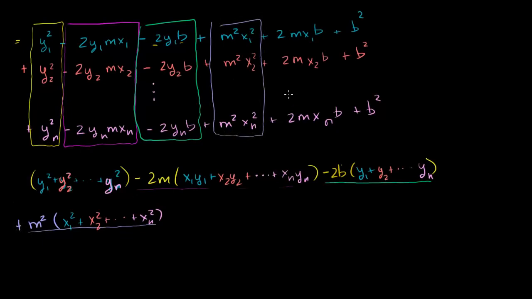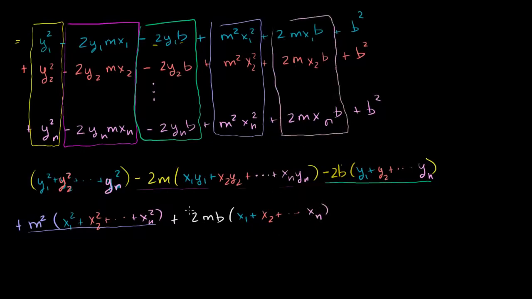We're almost done with this stage of the simplification. So over here we have a common 2mb. So let's put a plus 2mb times, once again, x1 plus x2 plus all the way to xn. So this term right over here is the exact same thing as this term over here.